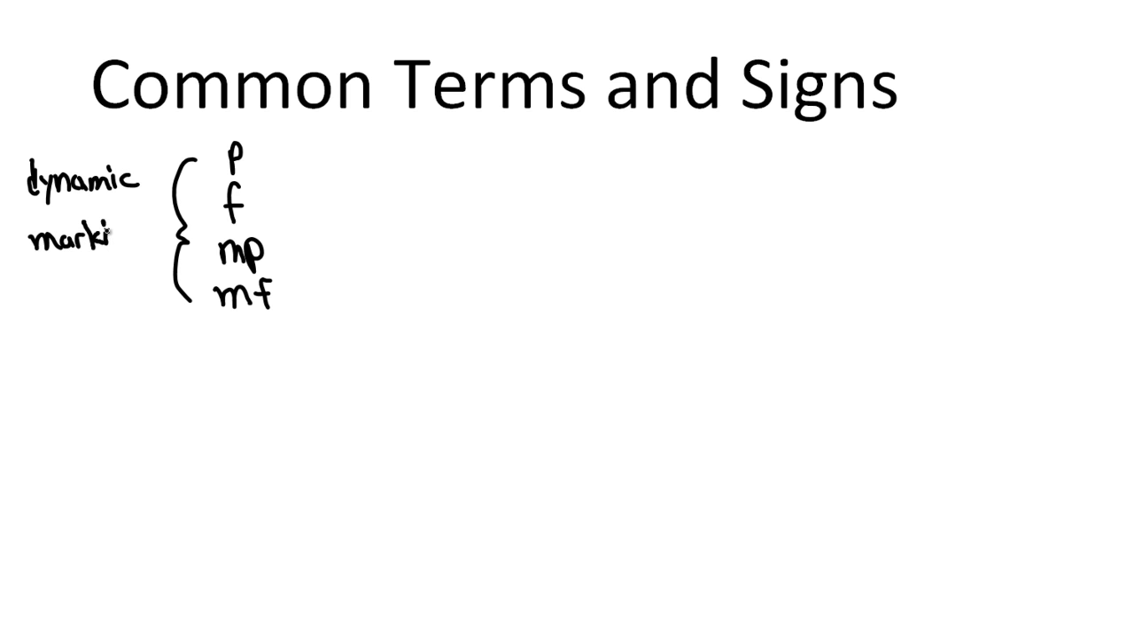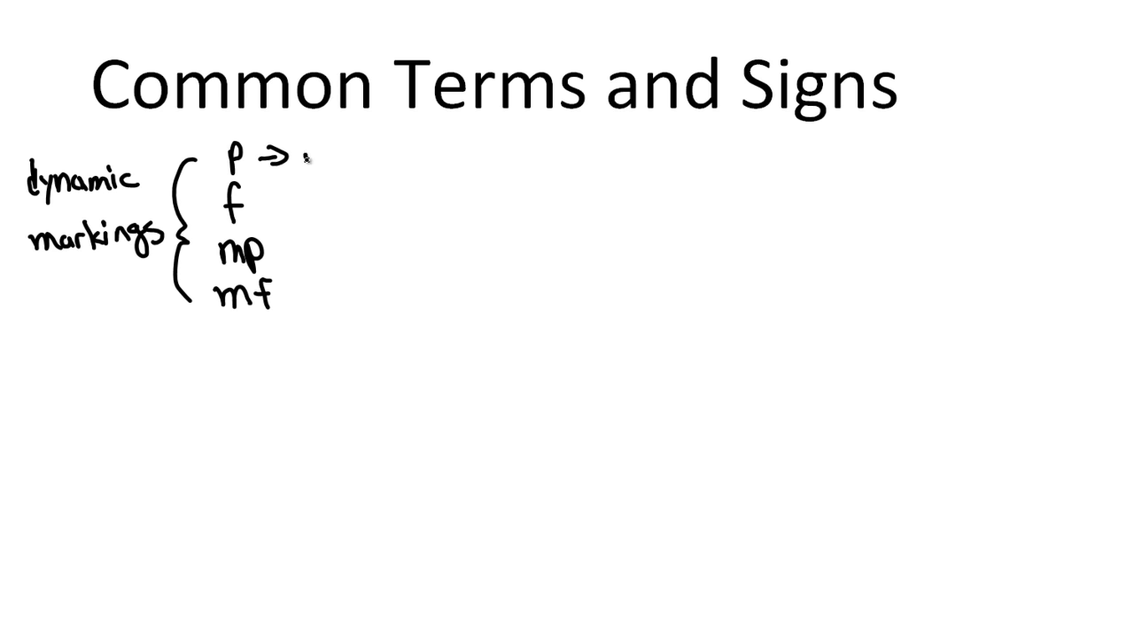Today we're going to talk about the common terms and signs that you might see as you're playing piano or violin or any instrument. So on the music, you might see something that's a P, an F, an MP, or an MF. Now these are dynamic markings. Dynamic markings tell you how loud or soft to play something.